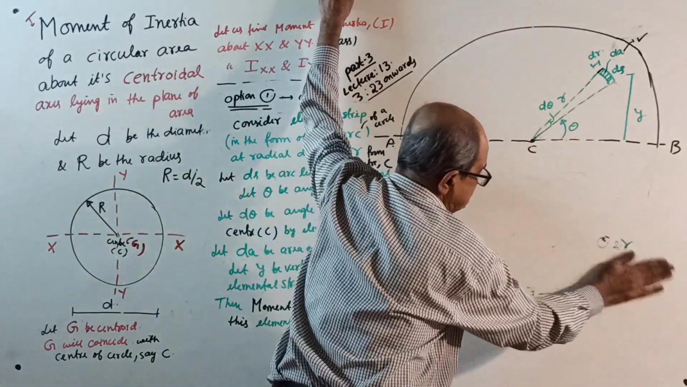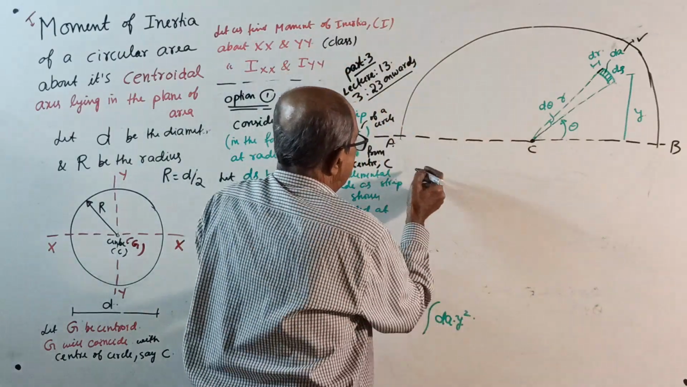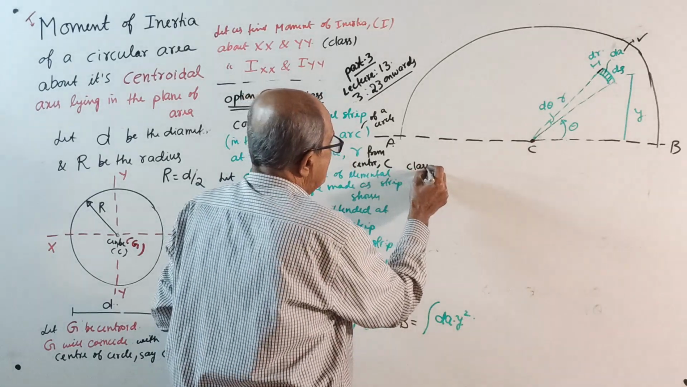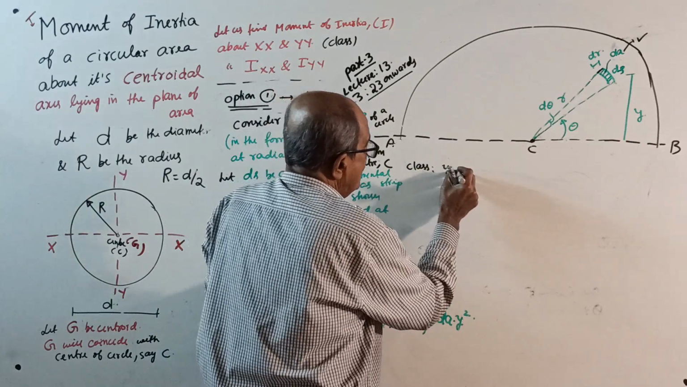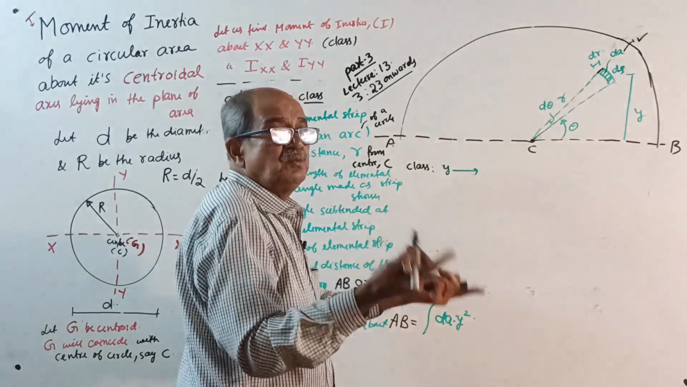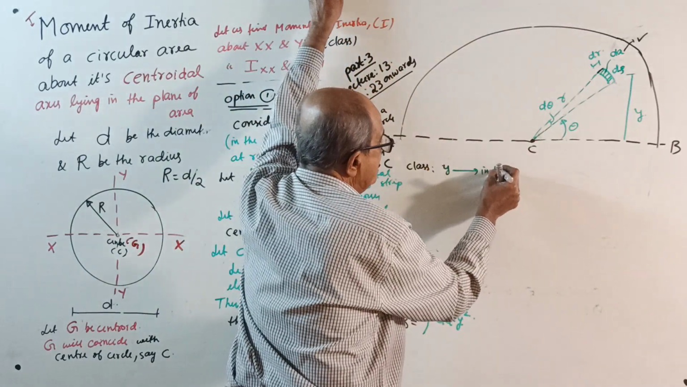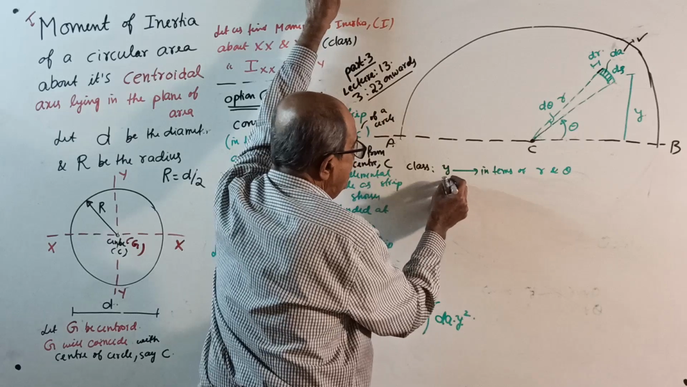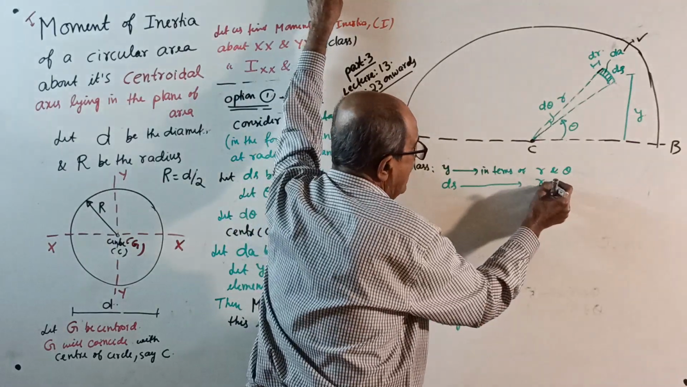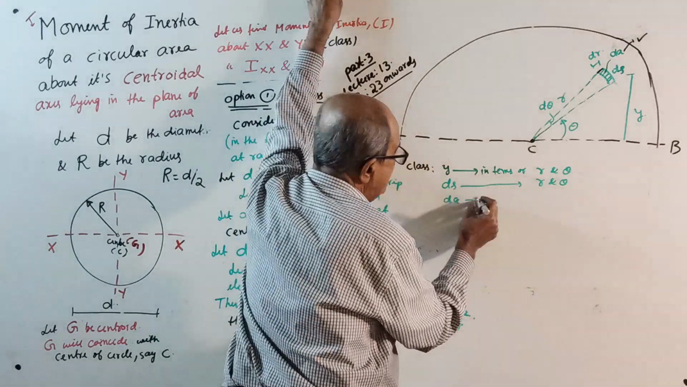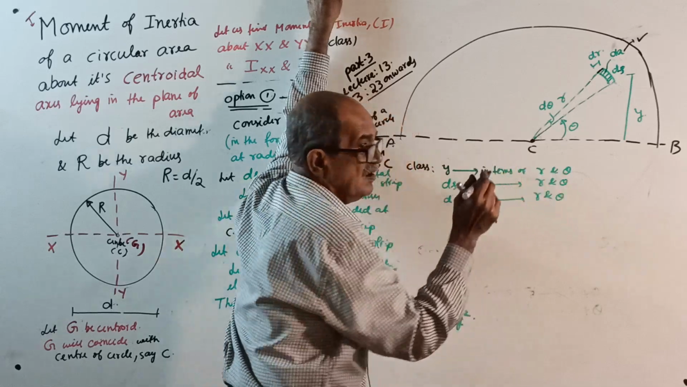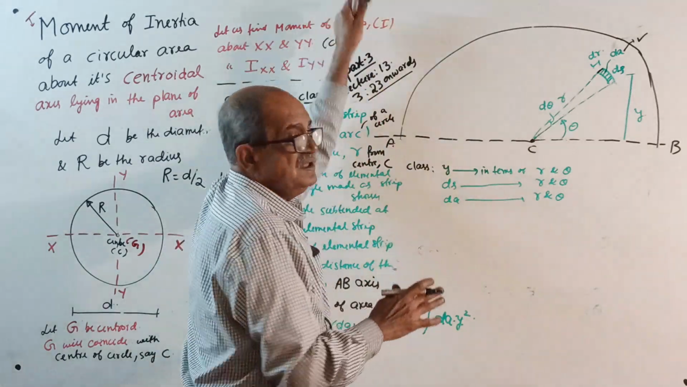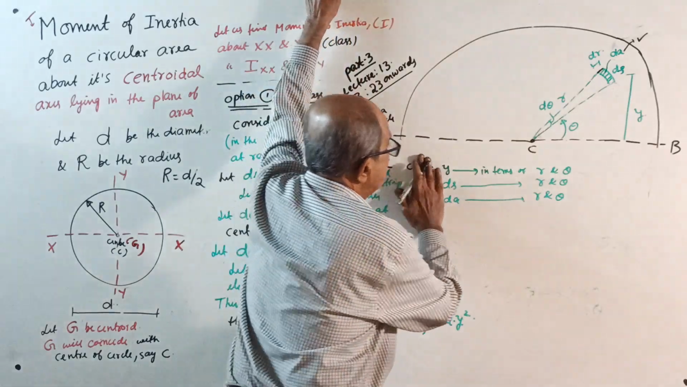Now this sketch I want, this space I want. So make a note in the class. Bottom I removed here. In the class I will tell you that you get y in terms of r and theta, and your ds also should be in terms of r and theta, and dA also in terms of r and d theta. Okay, start. First do that one. I will remove this now. You write all this.